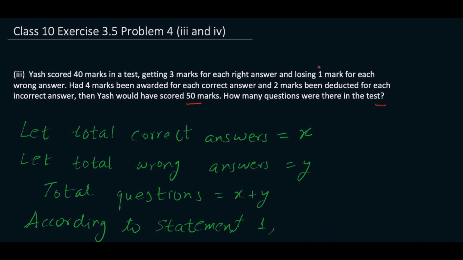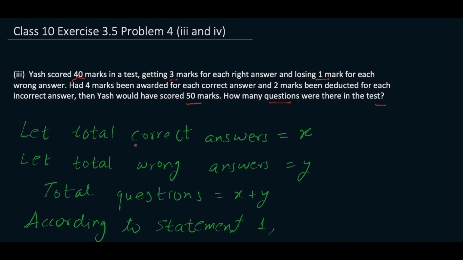So there was a test which was conducted. Now Yash has scored 40 marks, he got 3 marks for the correct answer and lost 1 mark for wrong answer. So we are asked the total number of questions. The total number of questions will be the total number of answers Yash has answered correctly plus the total number of wrong answers that he has answered.